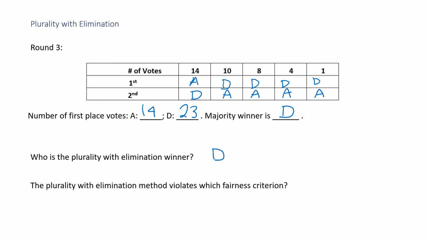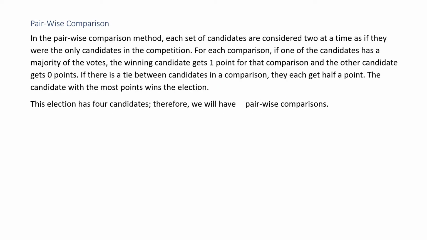And plurality with elimination violates a fairness criterion called the monotonicity criterion. We are now on to our fourth and final voting method that we'll consider. It's called the pairwise comparison. In the pairwise comparison method, each set of candidates are considered two at a time as if they were the only candidates in the competition.